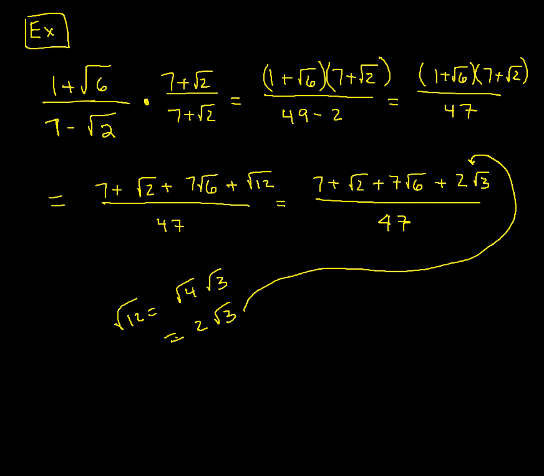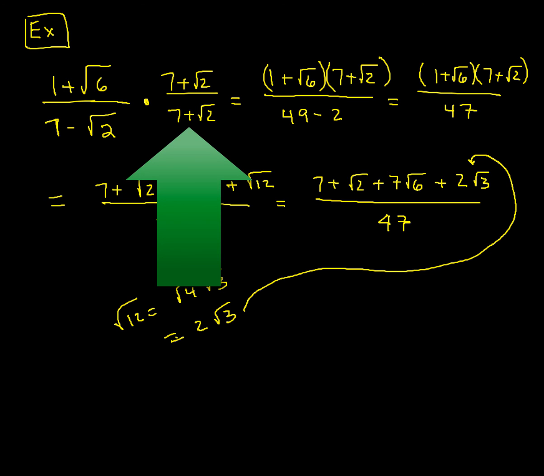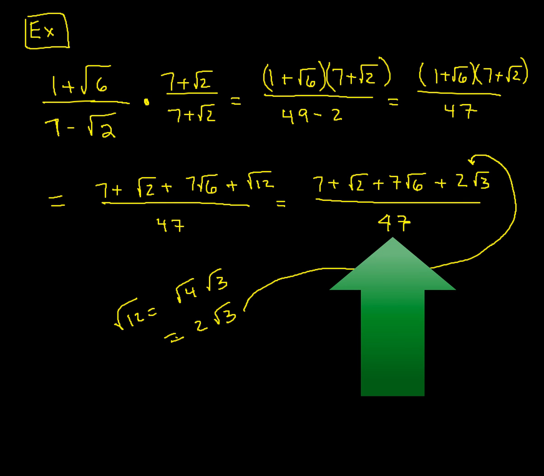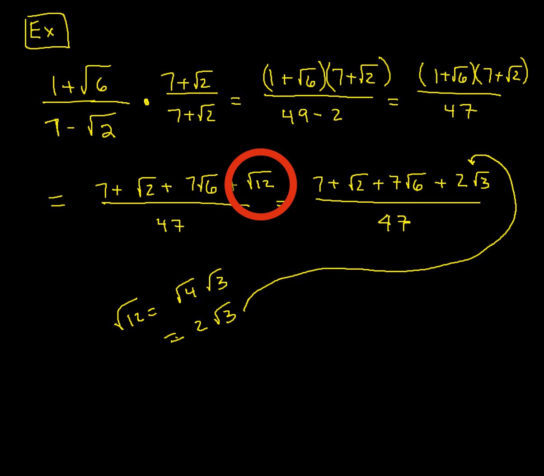All right, how'd you do? Hopefully you multiplied correctly by the conjugate of 7 plus root 2 over 7 plus root 2. That I'm sure you did fine with. Now again, be careful when you distribute in the numerator and clean everything up to make sure that you end up with your final answer of 7 plus root 2 plus 7 roots of 6 plus 2 roots of 3, all that over 47. Now here's what I want you to double check. Make sure that square root of 12, make sure you simplified that, because that should end up simplifying to 2 square roots of 3.